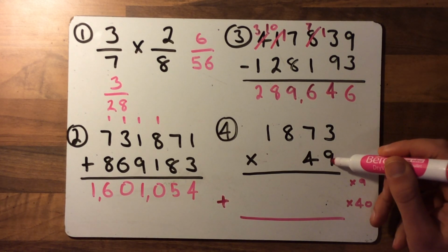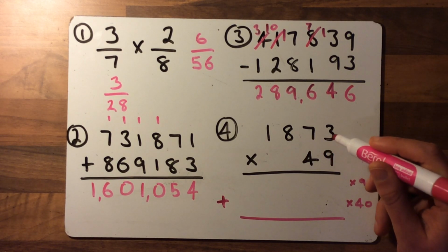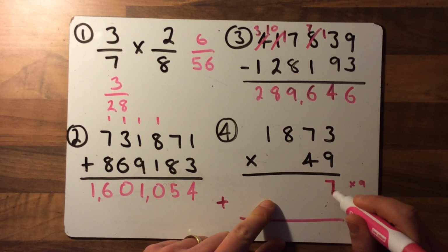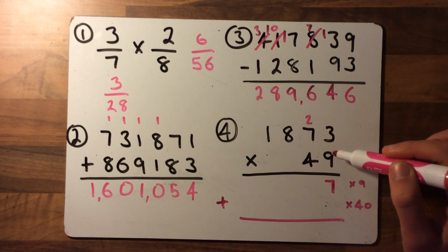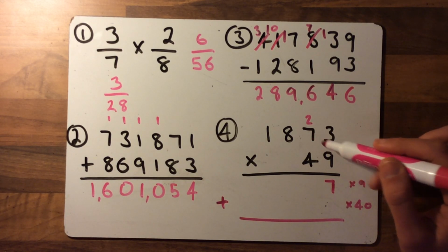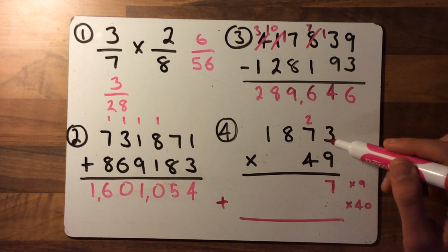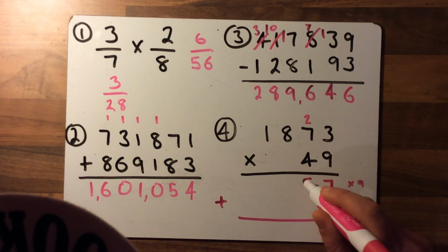So first of all, we multiply everything by 9. So we do 9 times 3 first of all, which is 27. And then we move on, don't we? And we do 9 times 7, which is 63. Add on the 2, 65.